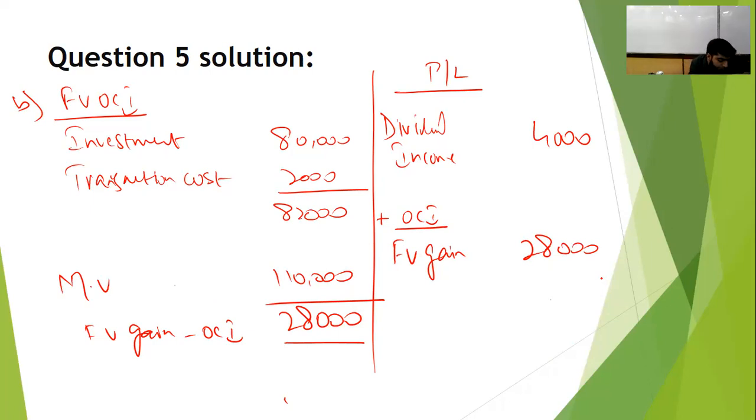Is it clear to everyone? Can you clearly identify the difference between fair value through P&L and fair value through OCI? How to account for the investment in fair value through P&L, how to account for the investment in fair value through OCI, and the major differences between them? Is it clear to everyone so far?